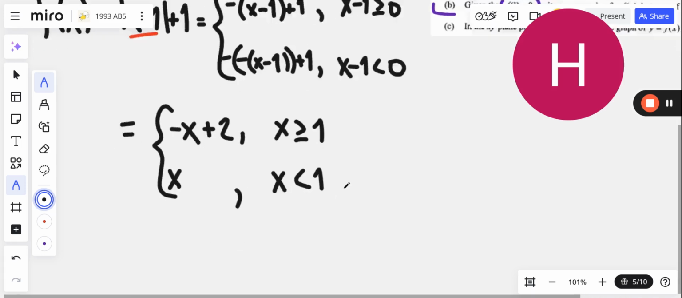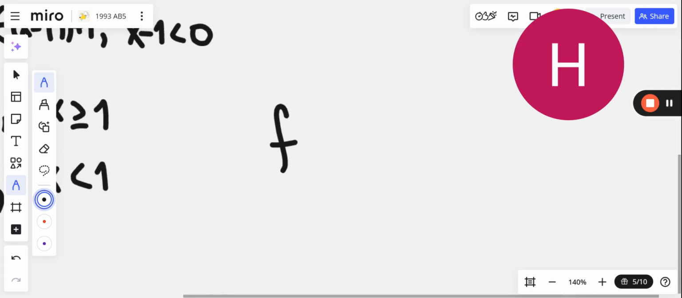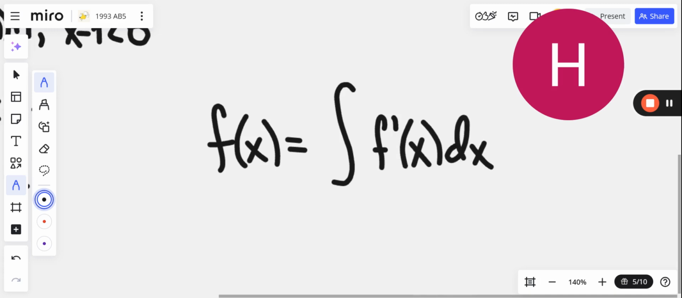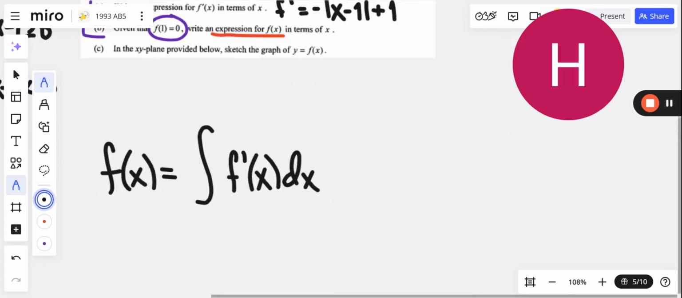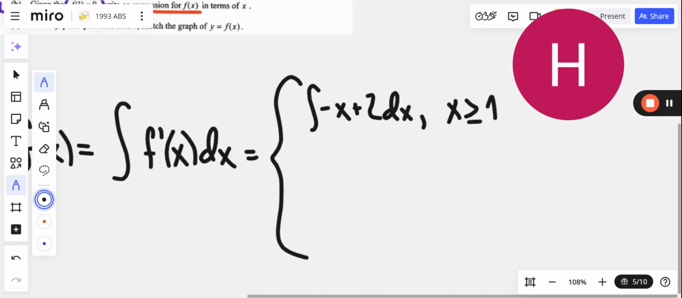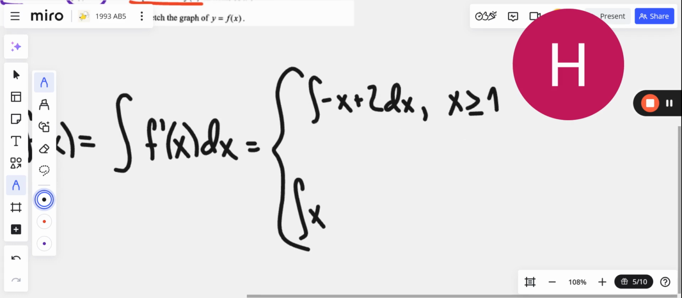Okay? So we know that f of x is simply going to be the antiderivative, or the indefinite integral, of f prime, which means that it's going to be split into two domains. It's going to be the antiderivative of negative x plus 2 whenever x is greater than or equal to 1, and it's going to be the integral of x whenever x is less than 1. Okay?